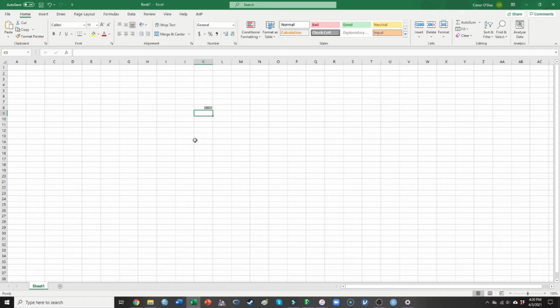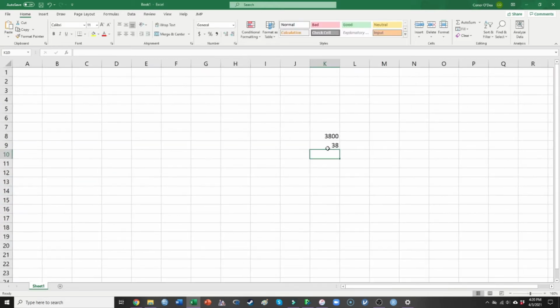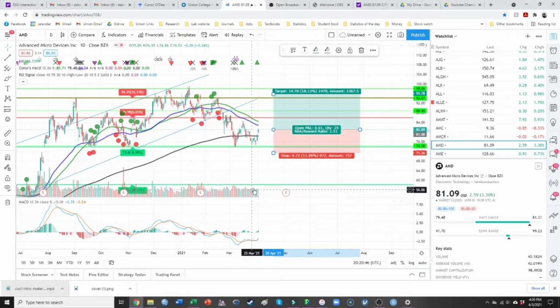Well, on any given trade, I've decided I do not want to risk more than 1%. So I'm going to take 3,800 times 0.01. And that means that on any given trade, my maximum risk is $38. So now I come back to my stock here, and the risk here is 12%. That's a pretty steep risk on a given stock.